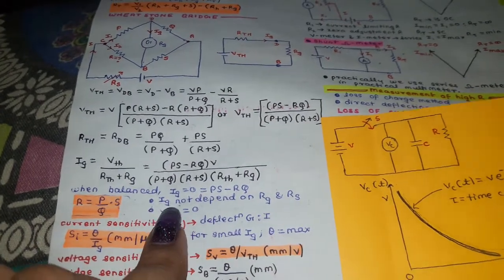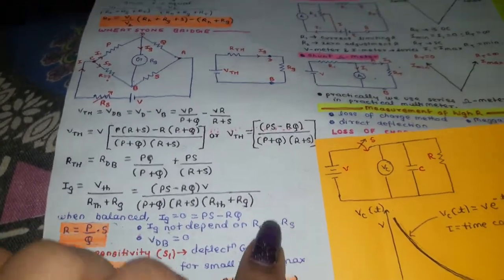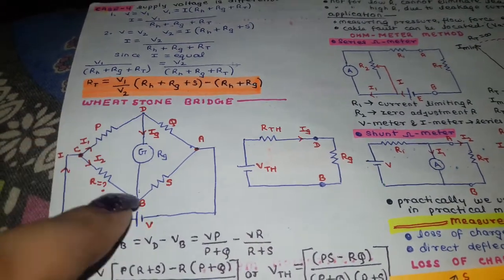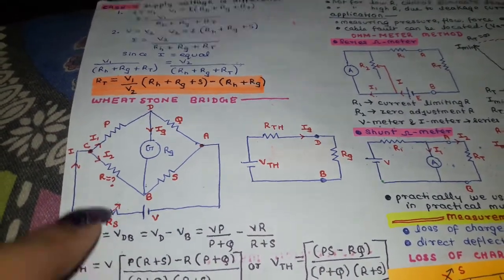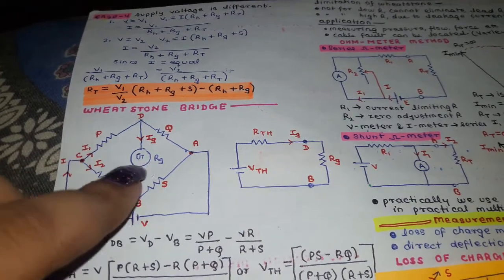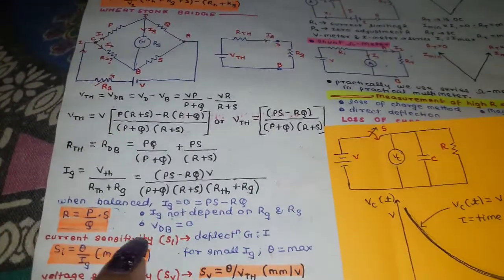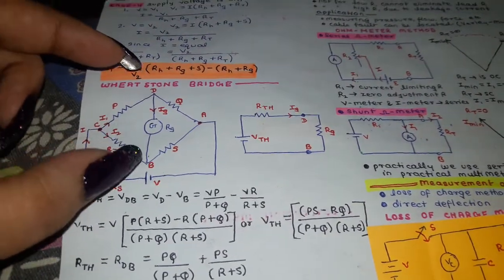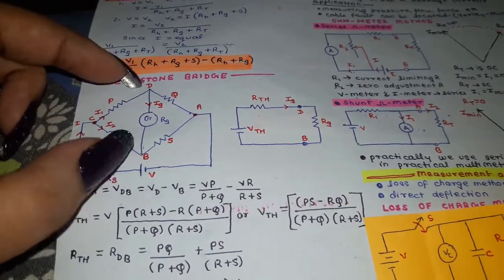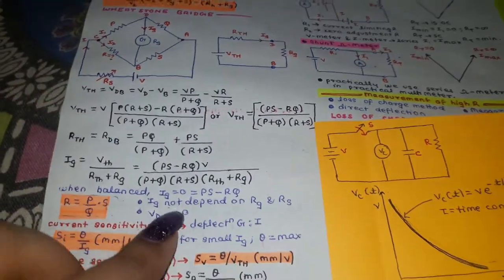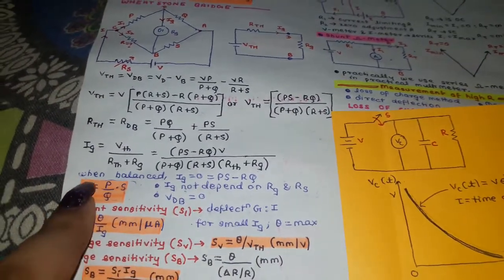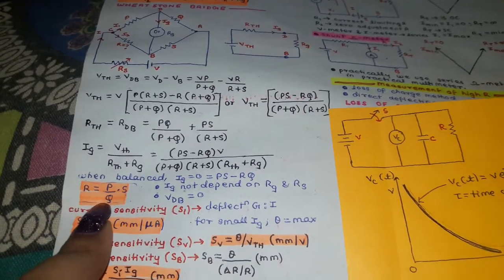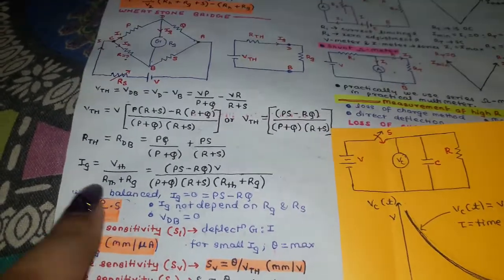Now Ig here doesn't depend on Rg or Rs. The current passing through the galvanometer doesn't depend on the standard resistance and the internal resistance of the galvanometer. Then we have VDB equals 0 under balance condition, as I said earlier, that the voltage across these two terminals will be 0. Then this is the given formula at balance condition. If you want to find out the unknown resistance at balance condition, then this is your formula.